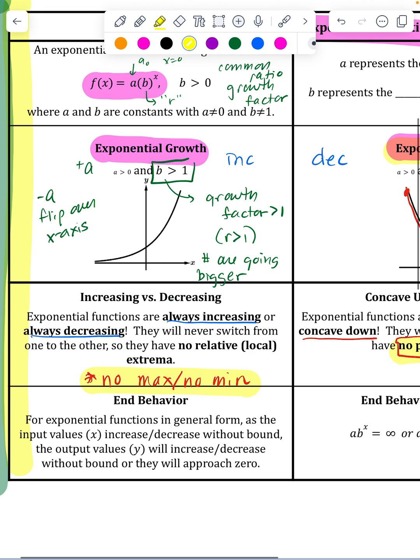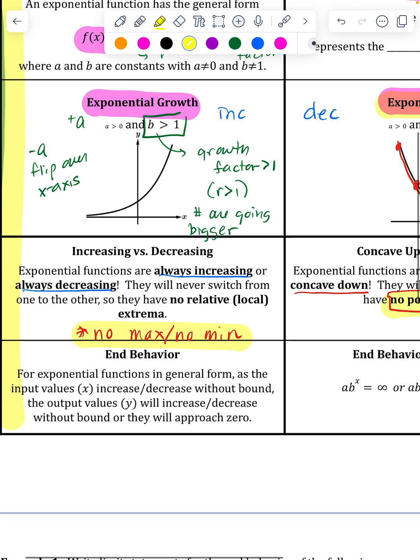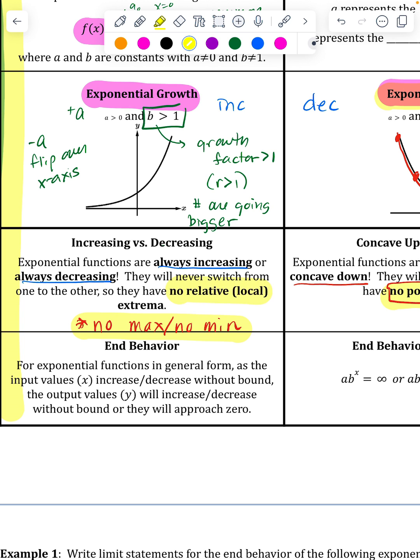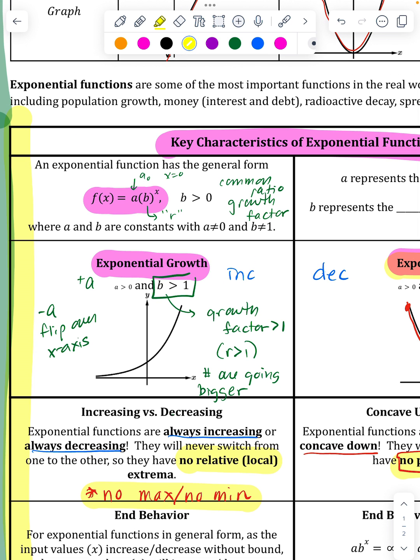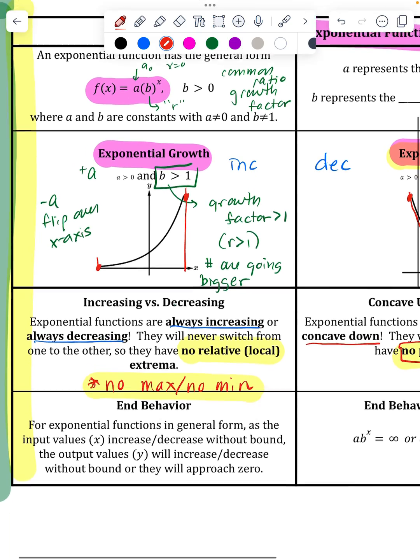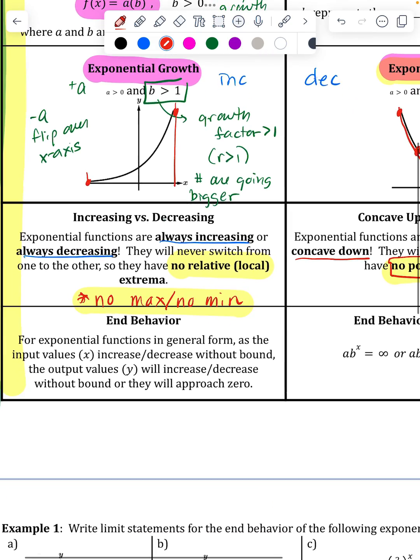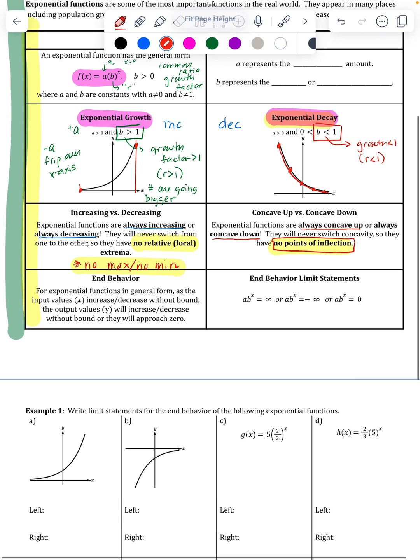I shouldn't be looking for maxes or mins because there will not be any in terms of relative. Obviously, if you had a closed interval, you might be able to say that on a closed interval this is my min and this is my max, but they aren't relative mins or maxes, meaning peaks or valleys on the interior. So then let's talk about end behavior.